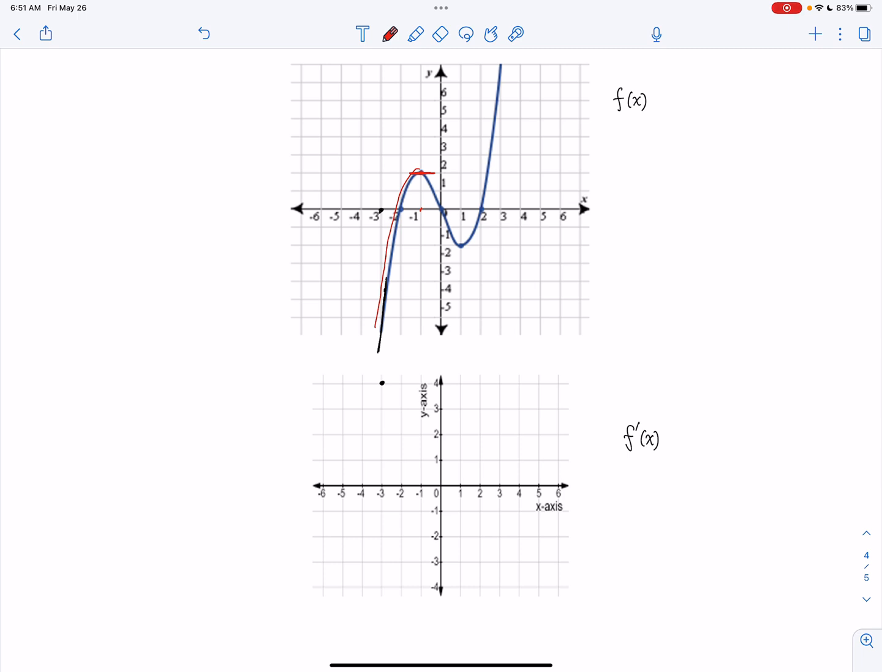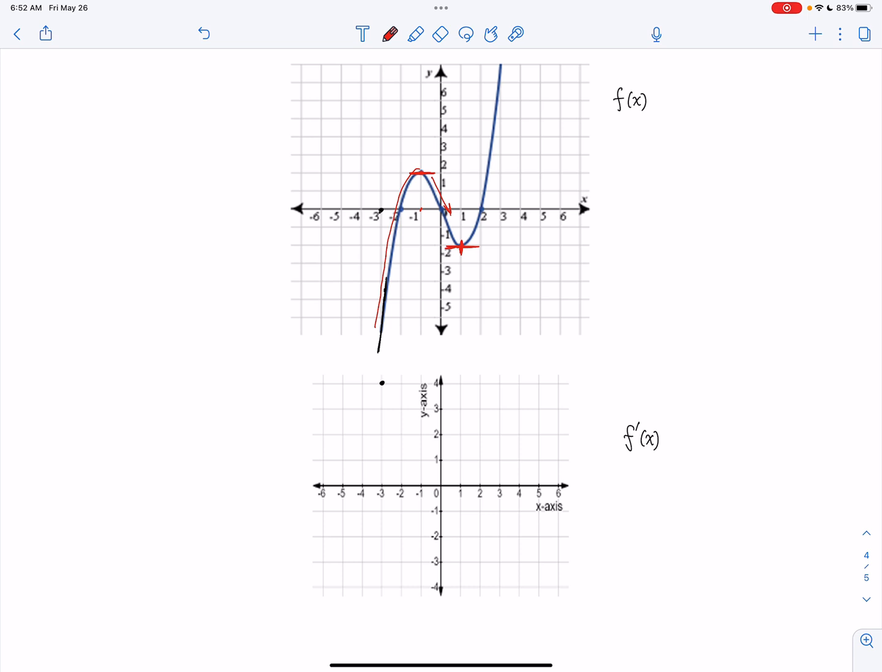Okay? And after -1, the curve bends, right? It goes downwards after -1. So if you go this way, the derivative becomes negative. All right. So what you can have is something like this, and it's always negative until you reach this point, right? Where the slope becomes 0 again.